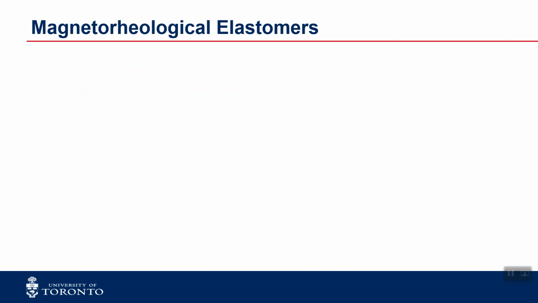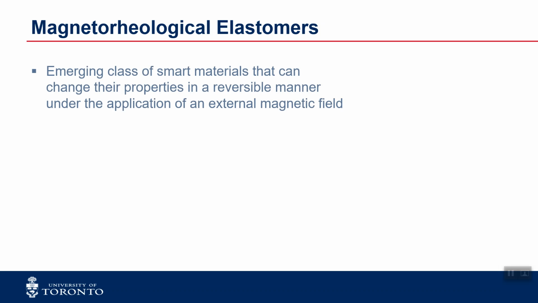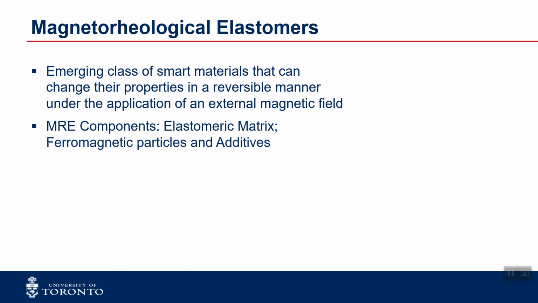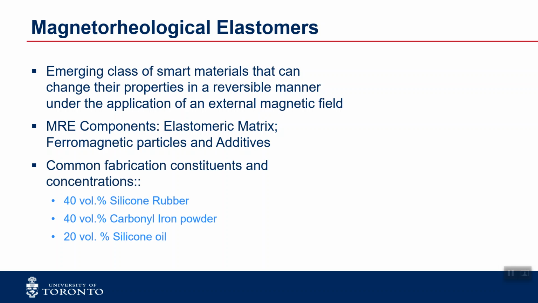Now that we know robotic minimally invasive surgery and the importance of tactile display being adopted for this kind of surgery, let's take a quick review of magnetorheological elastomers, MREs, and then we'll go through the problem statement. MREs are an emerging class of smart materials that can change their properties in a reversible manner in real time under the application of an external magnetic field. They are composed of three major components: elastomeric matrix, ferromagnetic particles, and additives.